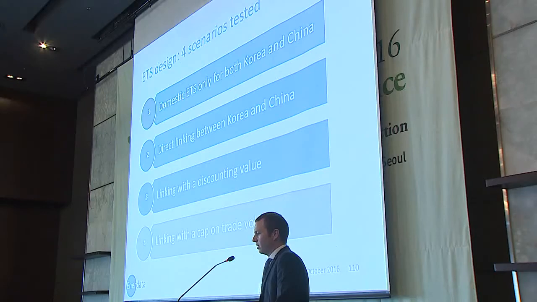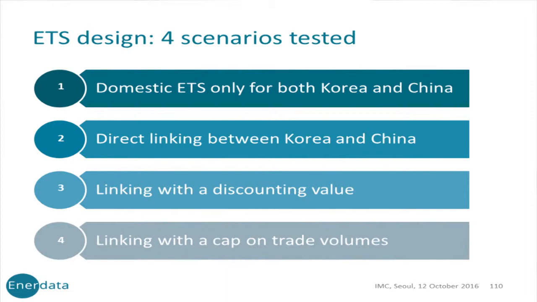Now the key results. So we have 4 scenarios. As I said, direct linking will have a strong reduction in abatement cost with a very large level of imports, but it will imply large financial transfers and very low domestic reduction in South Korea. So we are then looking at a scenario with a discounting value and a cap on trade volume to limit financial transfers and to have significant domestic reduction in South Korea.